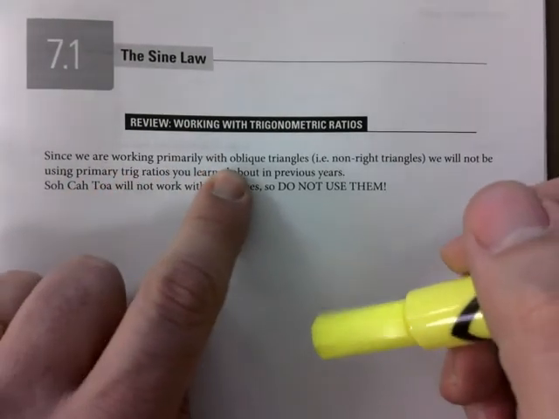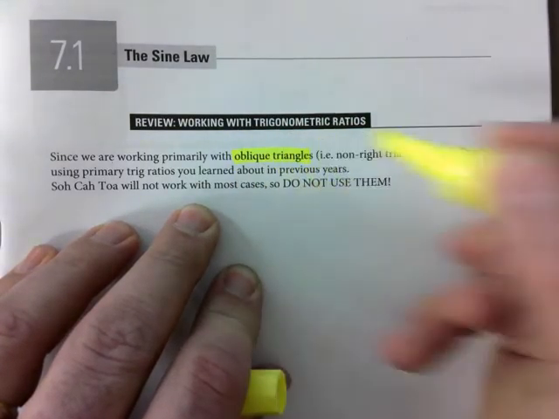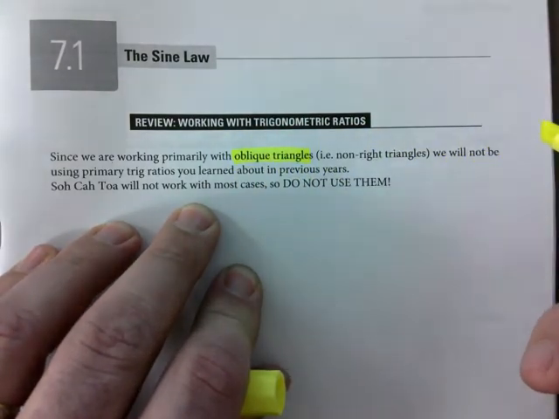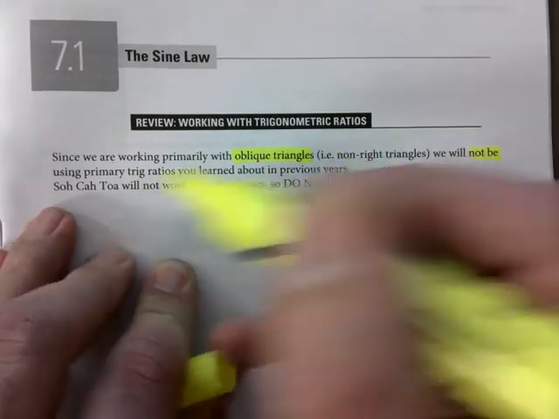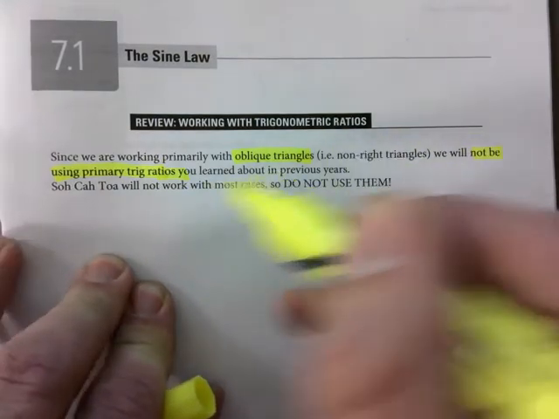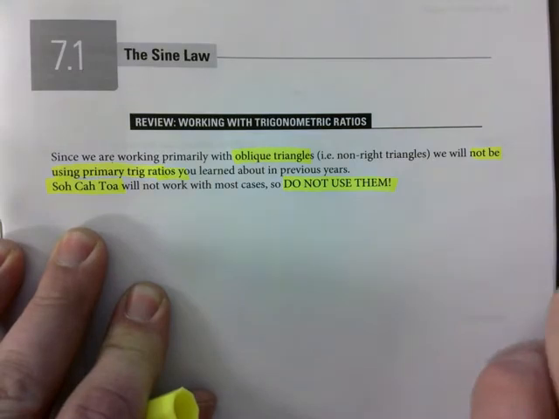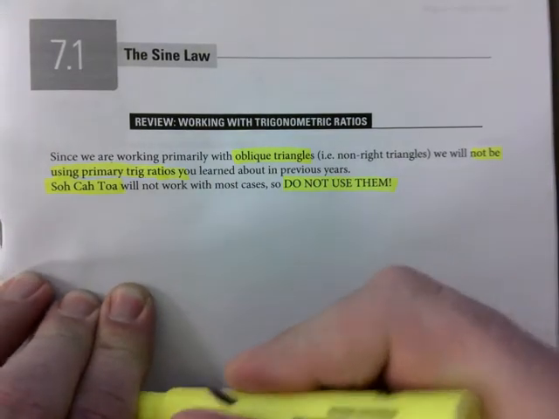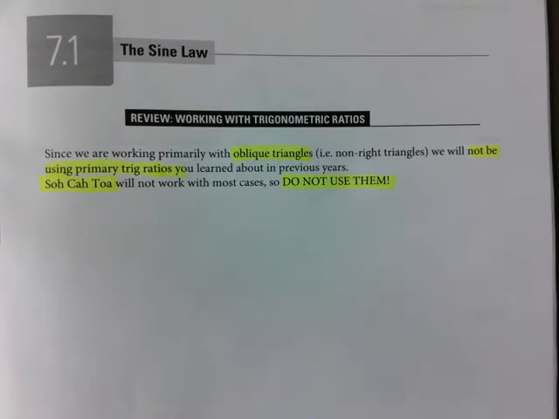So since we're working primarily with oblique triangles, what in the world is an oblique triangle? It's just a triangle that isn't a right triangle. There's no 90-degree angle, okay? We will not be using primary trig ratios, right? SOHCAHTOA, do not use them, okay? Very important that you remember that.